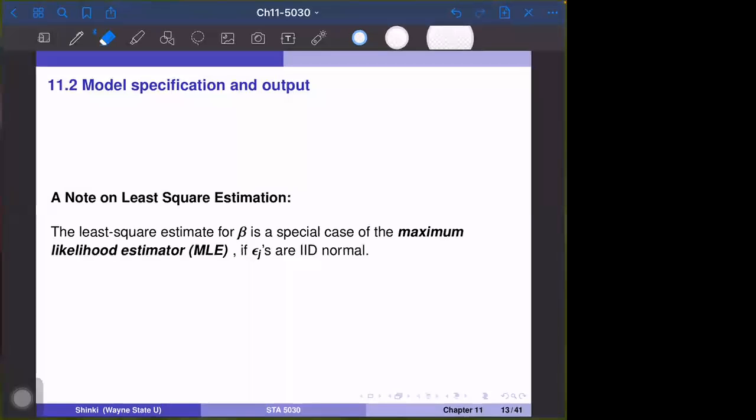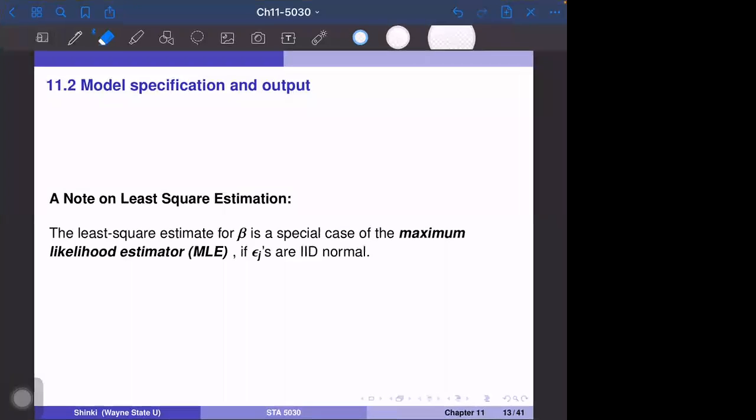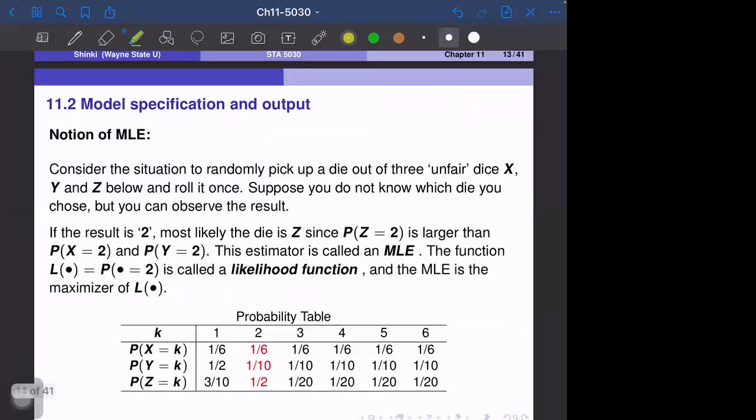Hi, in this video, we study maximum likelihood estimator. So we have studied that the multiple linear regression is estimated by least square, but this least square estimate for parameter beta is a special case of maximum likelihood estimator if epsilon j's are IID normal. So we review a notion of maximum likelihood estimator.